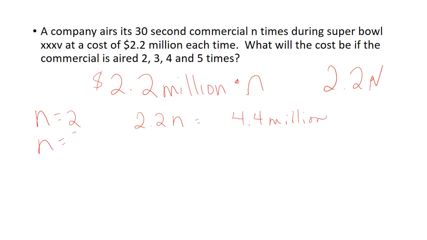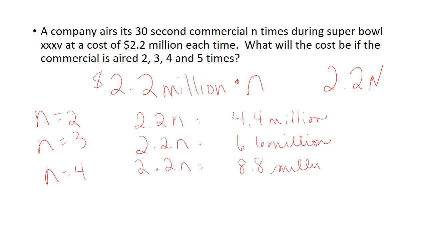If our n is equal to 3, we have 2.2n, which is 6.6 million. If our n is equal to 4, 2.2 times 4 would be 8.8 million. And n equal to 5 is 11 million. So sometimes in a problem you'll be asked to solve for more than one value of that n.